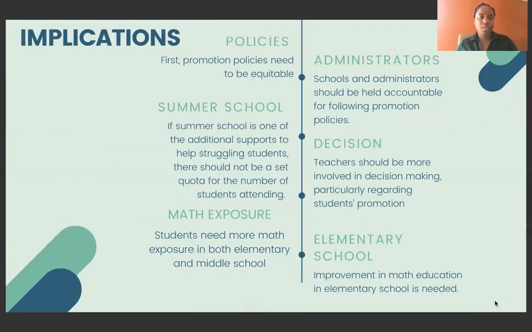Some of the implications include policies. So first, promotion policies need to be equitable. Second, if summer school is one of the additional supports for struggling students, there should not be a set quota for how many students can attend summer school. Third, students need more math exposure in middle school and also in elementary school. The fourth implication is that schools and administrators should be held accountable for following promotion policies. Also, teachers should be more involved in decision making, particularly regarding students' promotion. And lastly, there needs to be improvement in math education at the elementary school level.